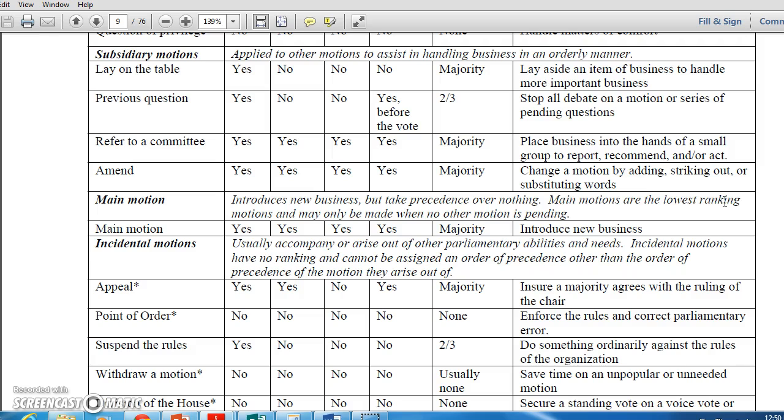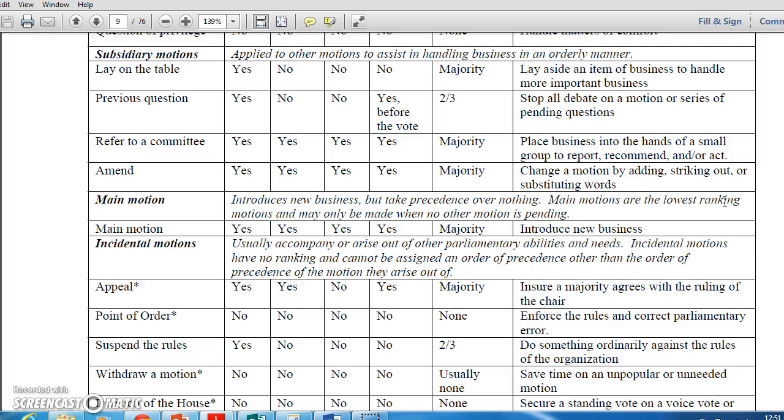Refer to a committee changes how we handle that motion, because the motion itself gets sent to a committee to study and either report back or act on that motion. Amend changes items in the main motion. It could change time, it could change place, depending on the motion. The main ways that we amend a motion are by adding, striking out, or substituting words.